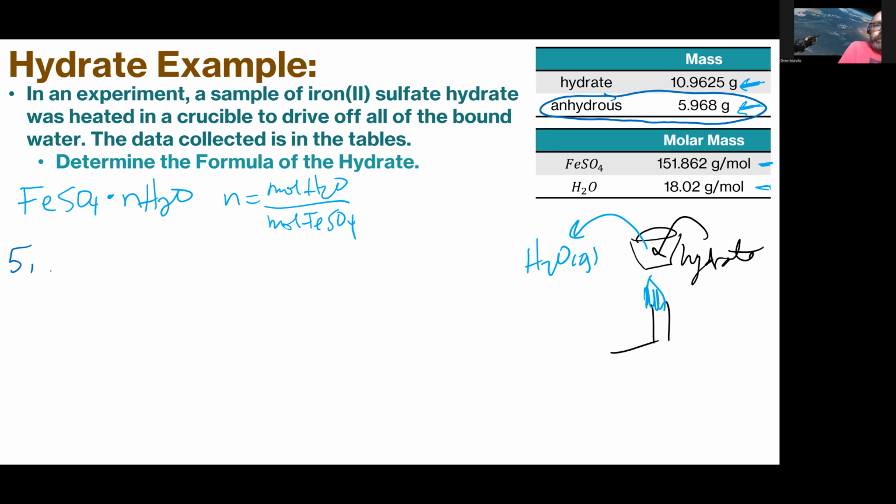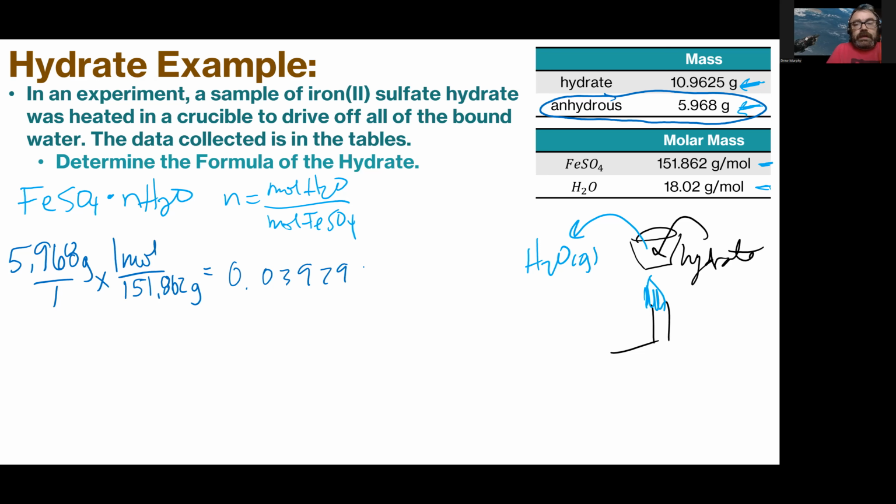5.968 grams. Okay, and we're told 1 mole of this is 151.862 grams. This will give us moles of anhydrous iron 2 sulfate. 5.968 divided by 151.862 gives us 0.039299 moles. This is FeSO4.